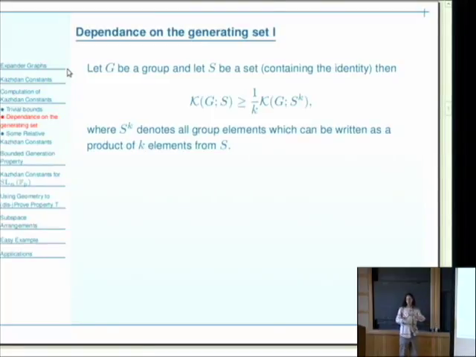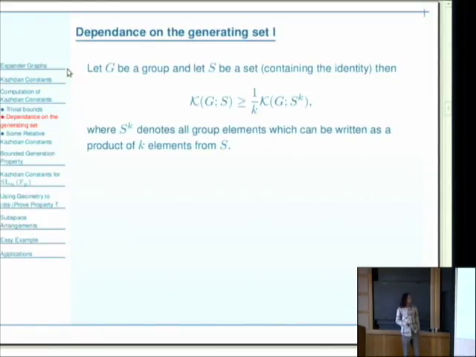OK, so the first thing is the following. I take a generating set. I build a new generating set which consists of all short products, and then I can relate the Kazhdan constants. So this set is much, much bigger, so you expect the Kazhdan constant to be much larger. However, I can control this Kazhdan constant with respect to this one.